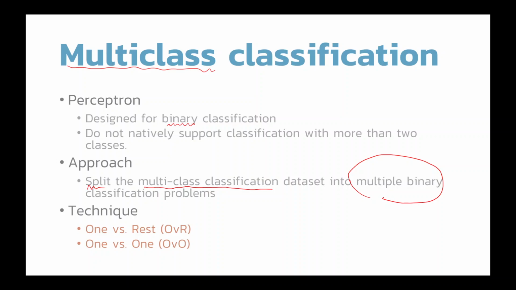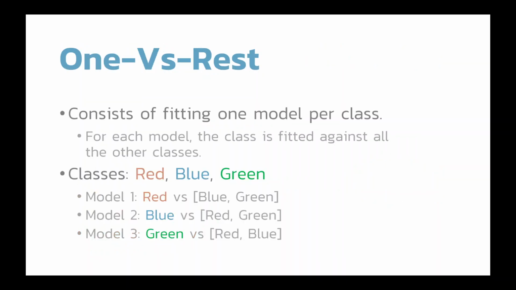So think about running things simultaneously in multiple models, right? There are 2 techniques that we can use in order to split things into multiple binary models. One is 1 versus rest and the other is 1 versus 1, so OVR and OVO, okay? All right, so let's talk about 1 versus rest first, because I think that one is the most common, okay? This one, essentially, we're splitting things into 1 model per class, okay?